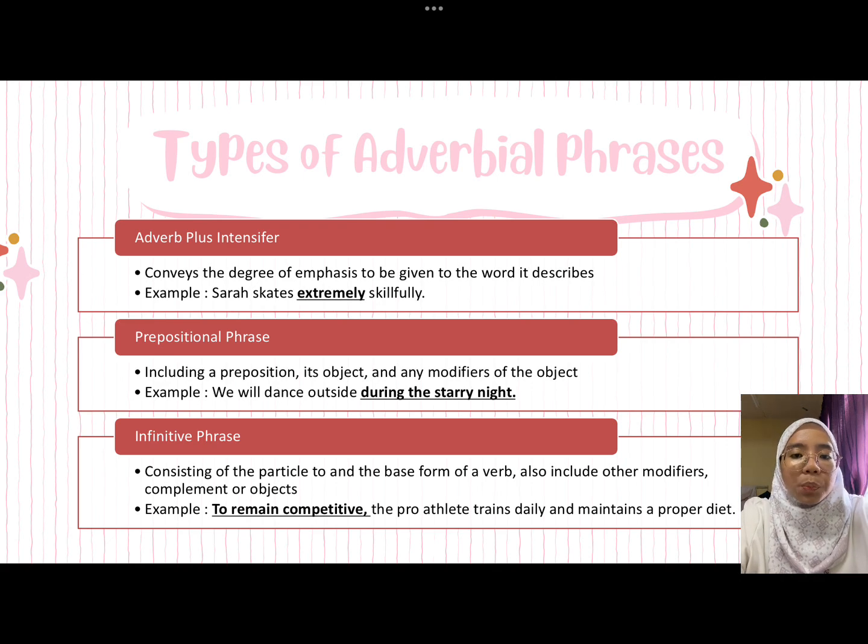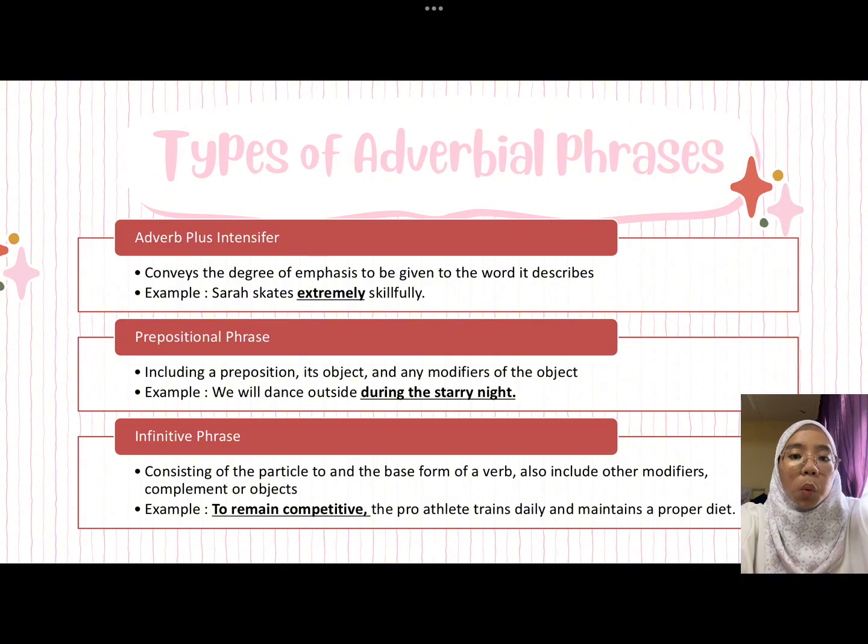The second one is prepositional phrase. A prepositional phrase includes a preposition, its object, and any modifiers of the object. For example, we will dance outside during the starry night. The prepositional phrase is an adverb describing when we will dance.